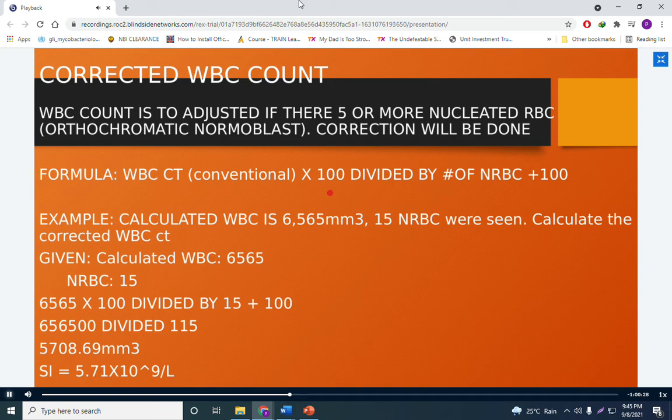Your corrected WBC count is done if there are 5 or more nucleated RBC seen. The reason for that is because you could mistake your NRBC for WBC. Any questions? None? If there are none, I'll proceed now to the next slide.